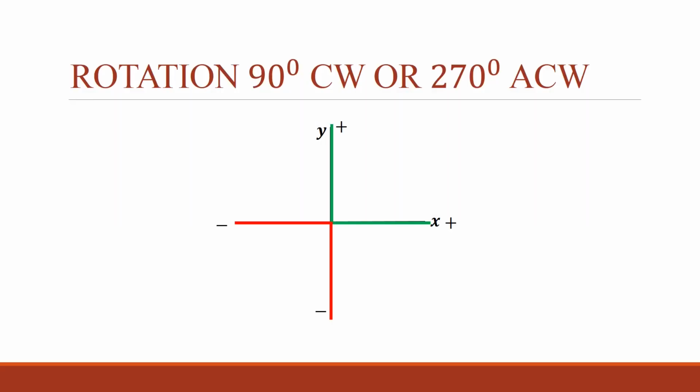Now, how do we perform rotation 90 degrees clockwise? Remember, I stated that rotation 90 degrees clockwise will produce the same result as 270 degrees anticlockwise rotation. And so to illustrate rotation 90 degrees clockwise, our focus will be on the first quadrant. That is the positive side of the y-axis and the positive side of the x-axis. Clockwise rotation means we are moving forward.